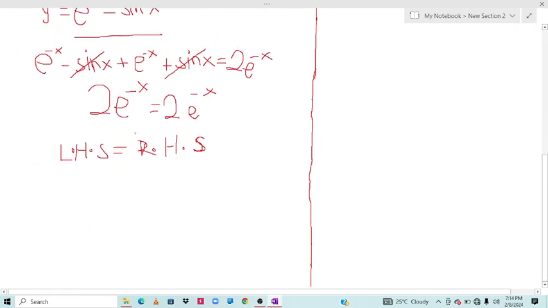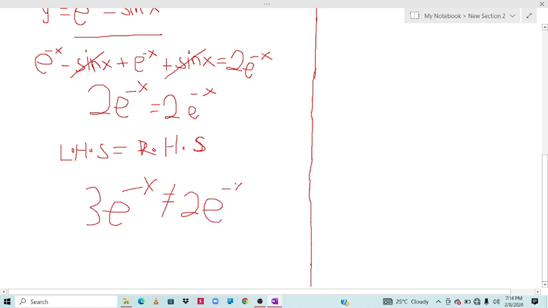Now, what if we had something like 3e exponent negative x? We could see that our 3e exponent negative x is not equal to 2e exponent negative x.